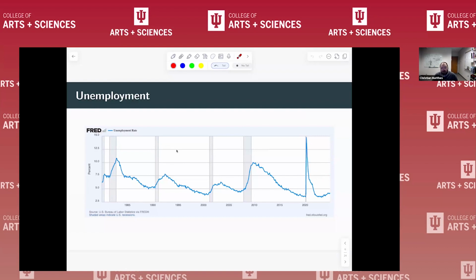If, for example, nobody was looking for a job, the unemployment rate would be 0, even if many people didn't have jobs. That's why we also want to look at other measures that tell us how healthy the labor market is.